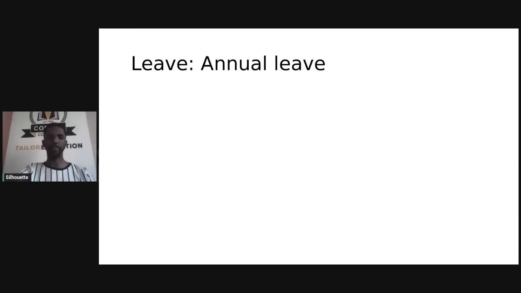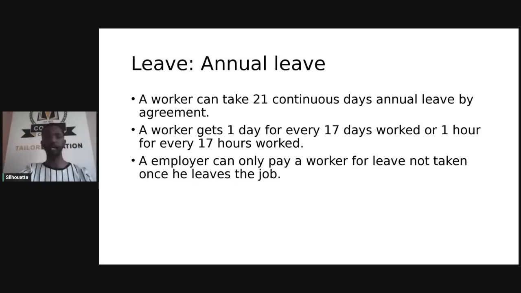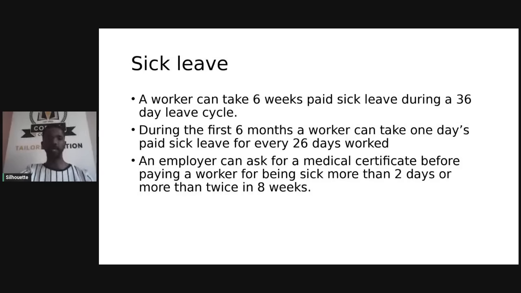And then when it comes to leave, we have different leaves. A worker can take 21 continuous days in terms of annual leave, and they get 1 day for every 17 days that they work, or 1 hour for every 17 hours that they work. And then the employer can only pay an employee for leave not taken once they leave the job. So if they resign or they retire, the employer will then give that employee the money for the leave days that they did not take while they were working.